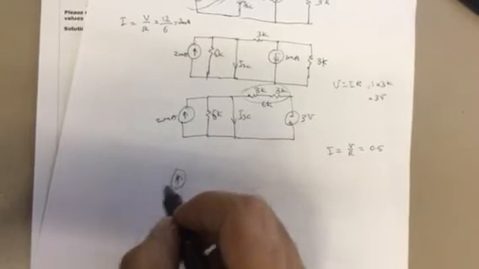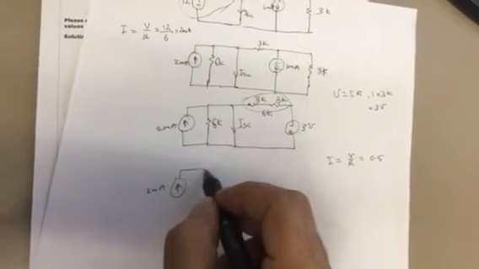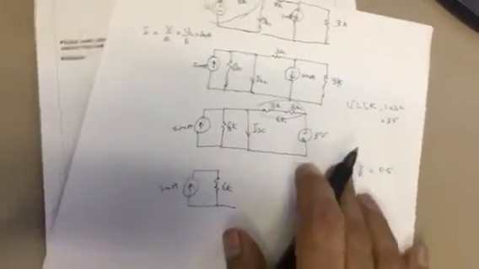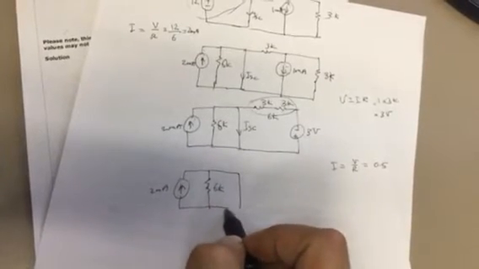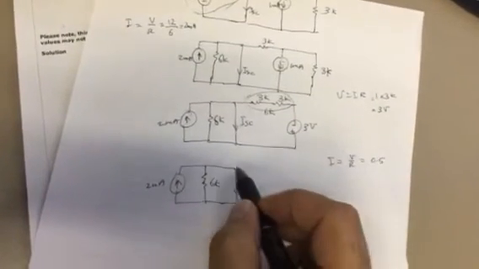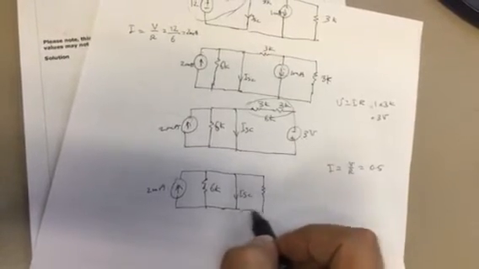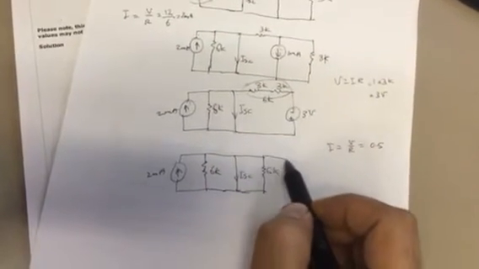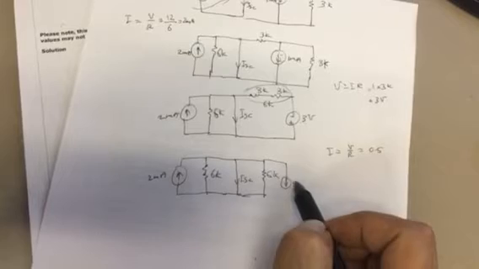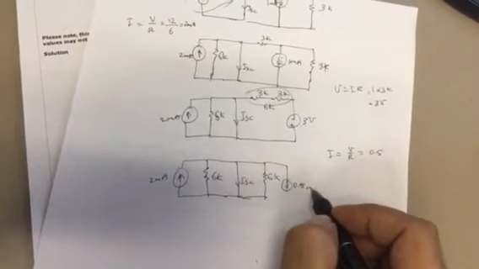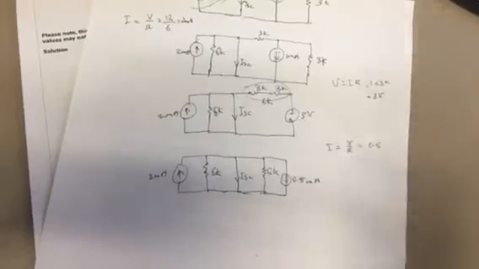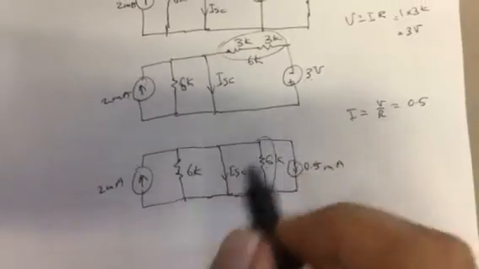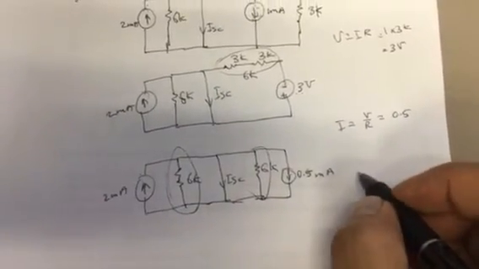So I have a 2 milliampere source going this way, and a 6K here, and then I have the short circuit current that I'm looking at. Then I have a 6K over here because I'm putting this 6K down here, and then I have this 0.5 milliampere that is going that way. If you look at this one carefully, you would see that this 6K and this 6K are in parallel, so I can add them.